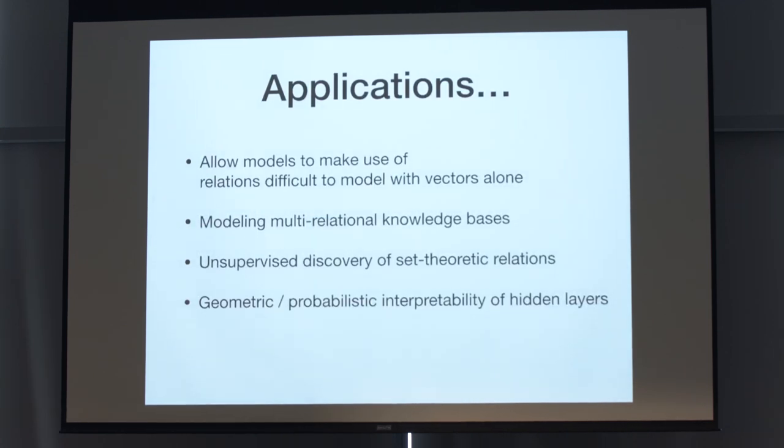So these deep models for boxes, we hope, will allow models to make use of relations that are difficult to model with vectors alone. They'll be helpful in modeling multi-relational knowledge bases. We're hoping that, in addition to providing some probabilistic semantics deep in the middle of the network, they may then also be more interpretable, although we have yet to see that. It's just one of our hopes.